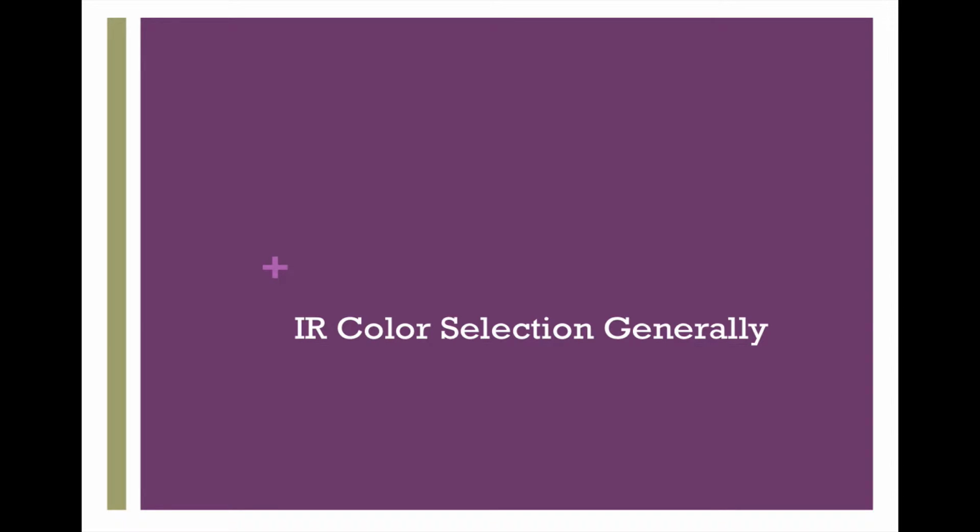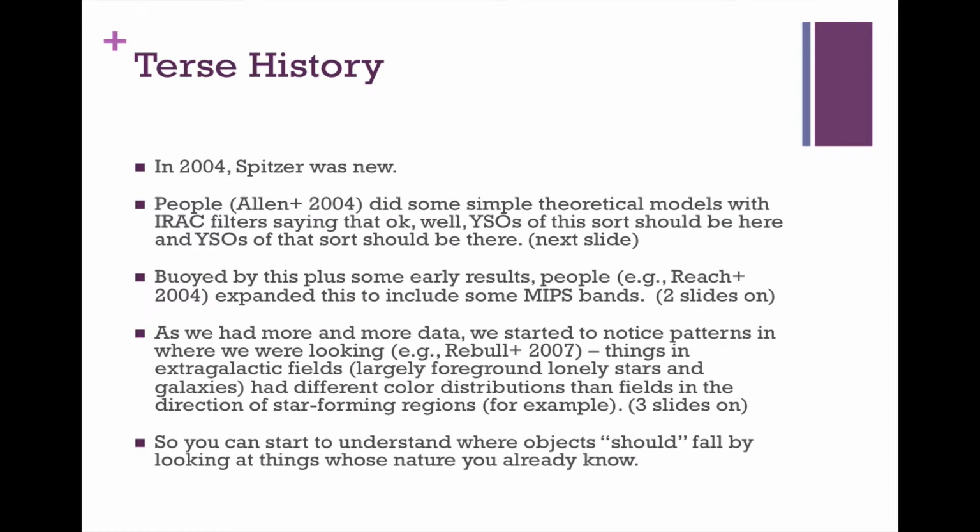Here's a couple slides on infrared color selection. I'm going to start with sort of the general discussion, which has some kind of a historical flavor to it. Then we'll talk about the Gutermuth selection, and then we'll talk about the Koenig selection. So just a brief history.